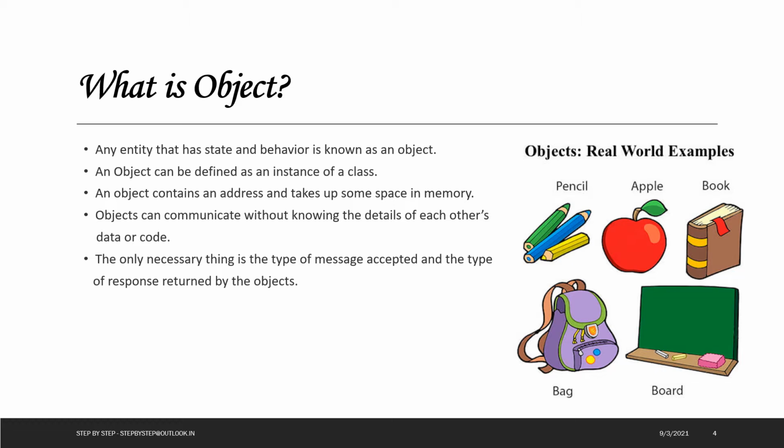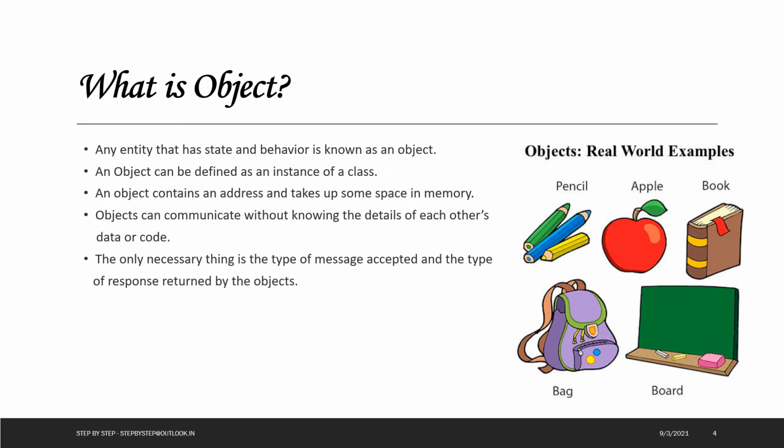Basically, what is an object? An object is anything that has state and behavior. If you consider real-time examples like a pencil, which has state and behavior, or an apple, or a book, or a bag, a board, there are numerous objects we see around us. So anything that has state and behavior is known as an object. An object can be defined as an instance of a class. So an object will be an instance of a class.